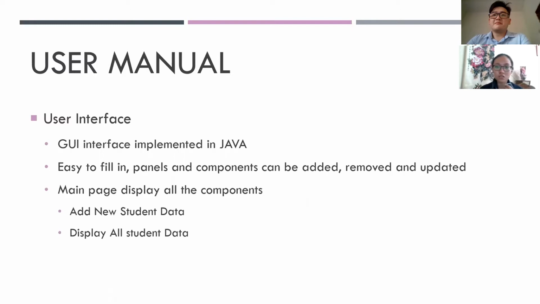I will present about the user manual. For the user interface, we are using a GUI interface implemented in Java. The forms are easy to fill in, and panels and components can be added, removed, and updated very easily. The application will show some hints if the inputs in the text field are rejected. The main page is used to display all the components at once. It enables users to search the student results that have been stored in the system by using their metric number.